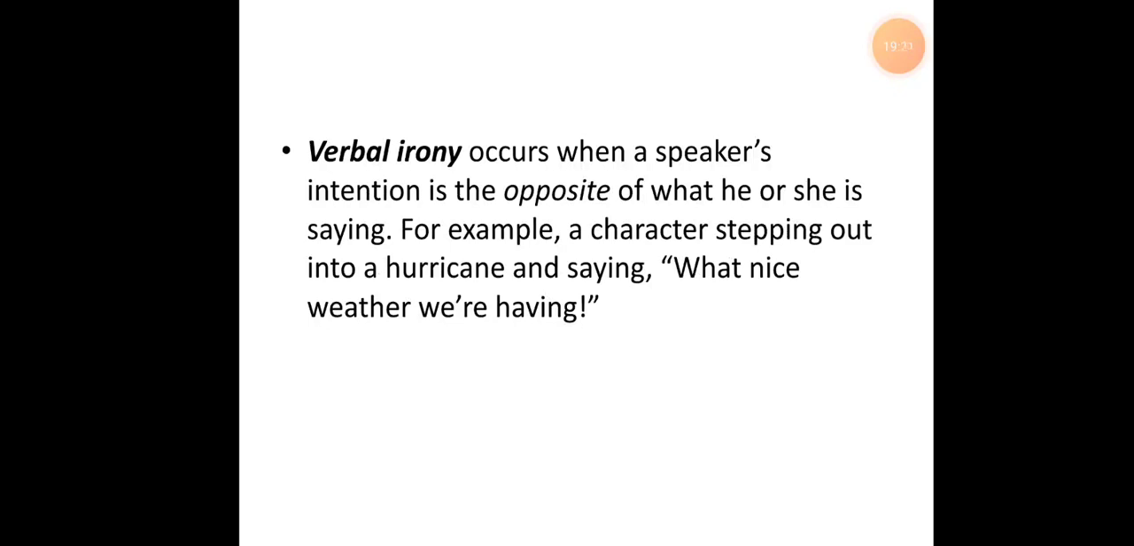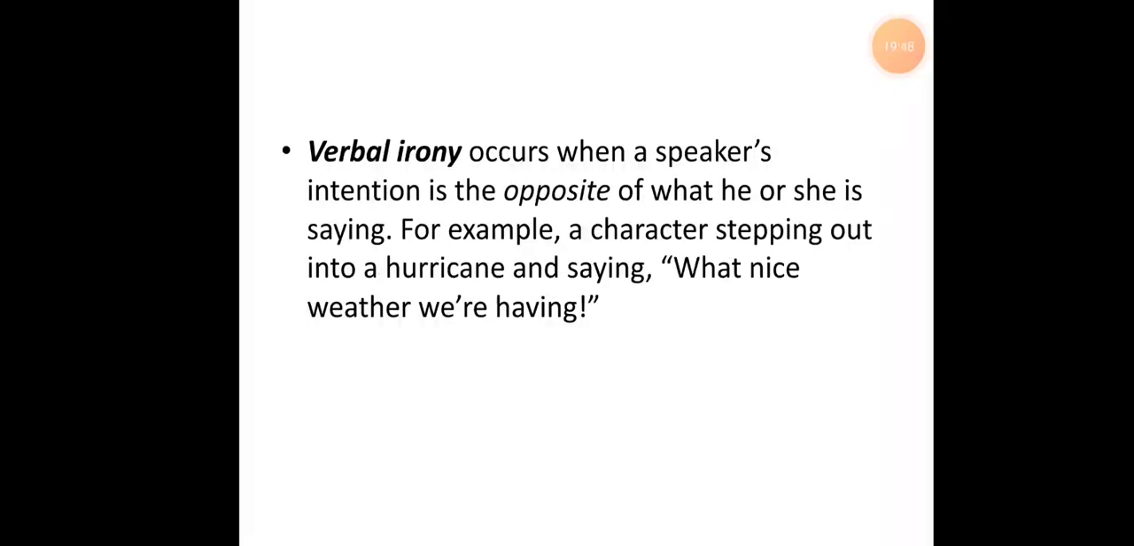Now, the verbal irony, this is the normal one, occurs when a speaker's intention is the opposite of what he or she is saying. So, for example, your brother got a bad mark on the exam, then you say, oh, you are so clever, ما أذكاك. But actually, this is verbal irony. You didn't mean that he is clever. You meant the opposite of what you said.